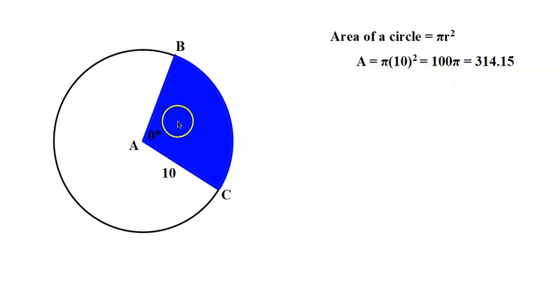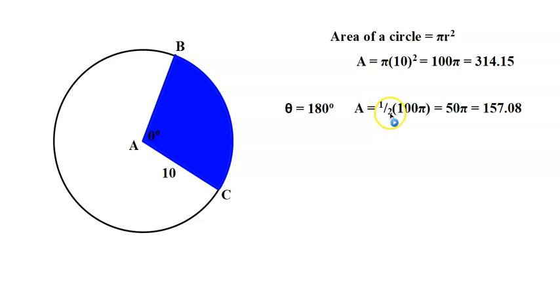Now, let's take a look at this. If the central angle was, let's pick something easy, let's say 180. If this was 180, then I'd be looking at a half circle, right? So if I wanted the area of a half circle with 180 degrees, I'm just going to take my area of the circle and multiply by 1/2. So the area would be 1/2 of 100 pi, which would be 50 pi. Again, exact answers. Or approximately 157.08.